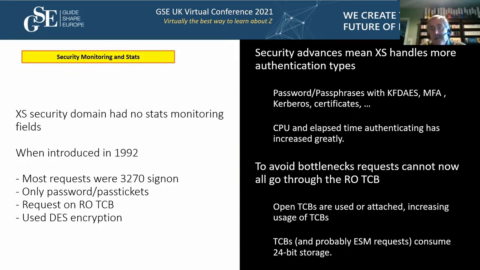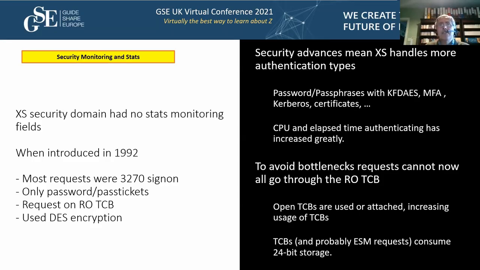Statistics didn't exist when we originally created the security domain many years ago. And one of the reasons for not having any monitoring in there was that all of the methods that were used for authenticating to CICS were very quick. So there was no need for any monitoring information, which is normally used to diagnose problems.